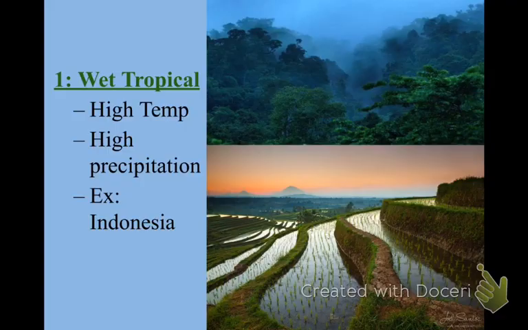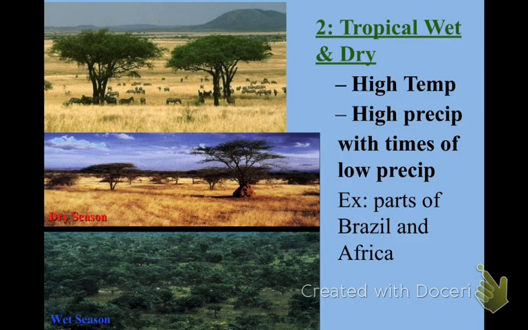The second type of humid tropical is tropical wet and dry. So these are going to be areas that are warm year-round, and for part of the year, they get a lot of rain, and the other part of the year, they don't. So humid tropical is going to be broken into wet tropical or tropical wet and dry. And based on the name, you can pretty much figure out what's going on there.